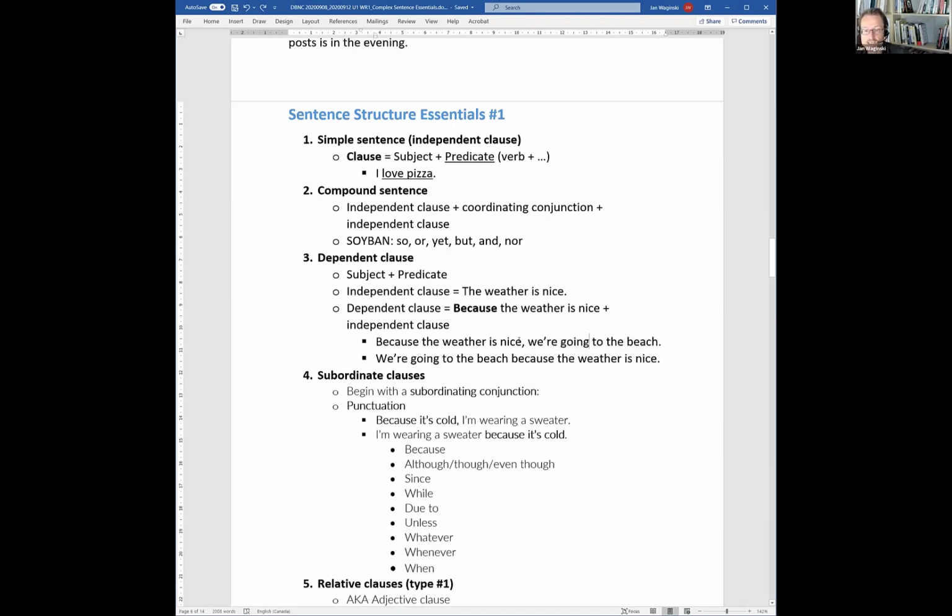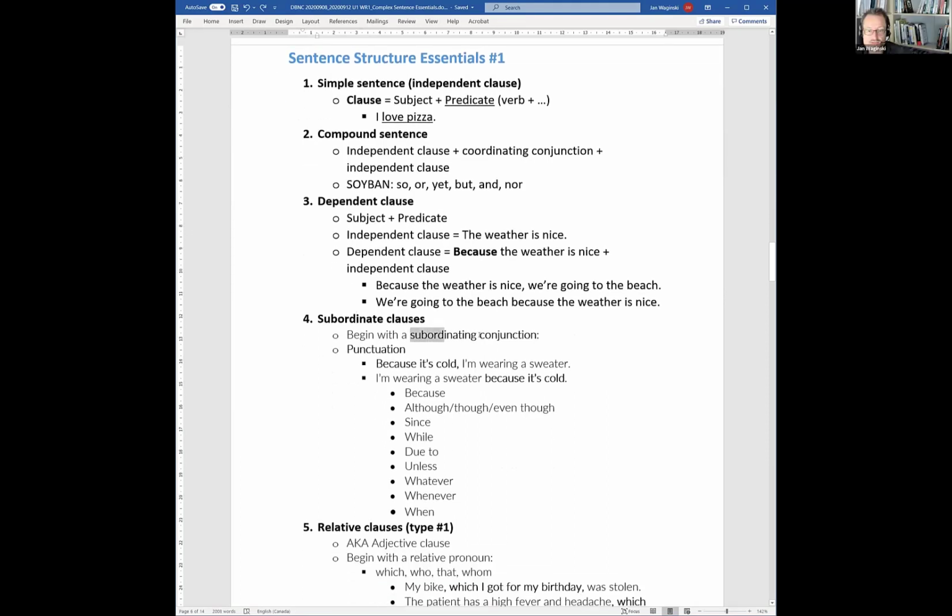So this is actually the most common kind of complex sentence, and it includes what's called a subordinate clause. So this is a dependent clause, and it's specifically called a subordinate clause because it begins with a subordinating conjunction. So the really common subordinating conjunctions are the ones on this list. Because, although, since, while, you can have phrases like due to, unless, whatever, whenever, when. Okay, there are others. If can be included too.